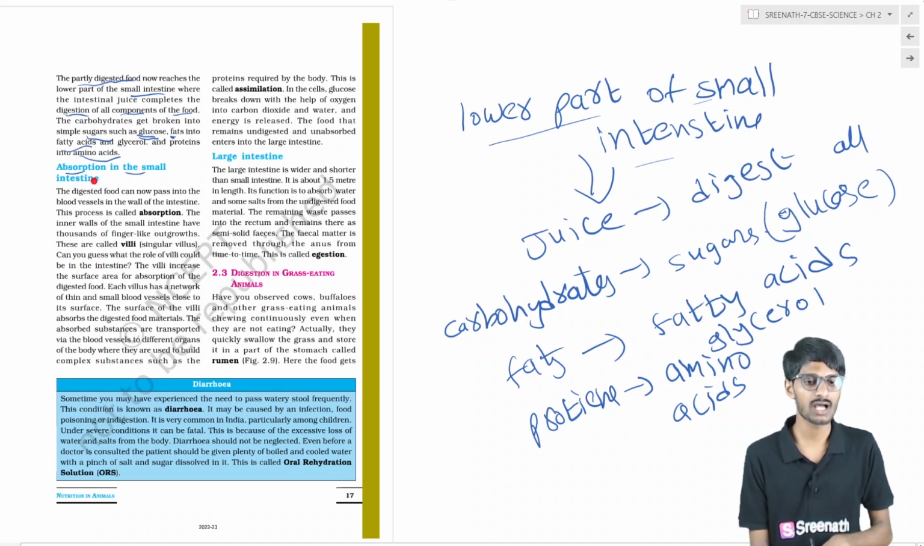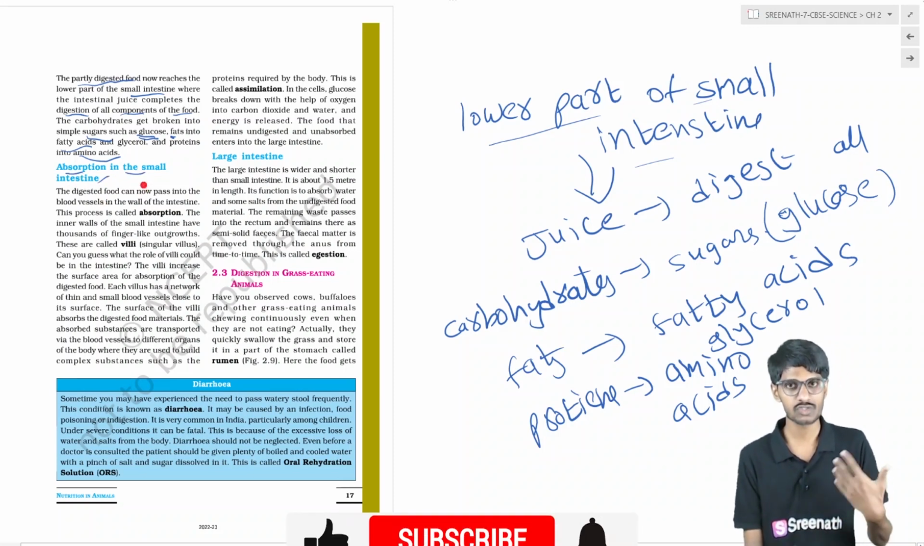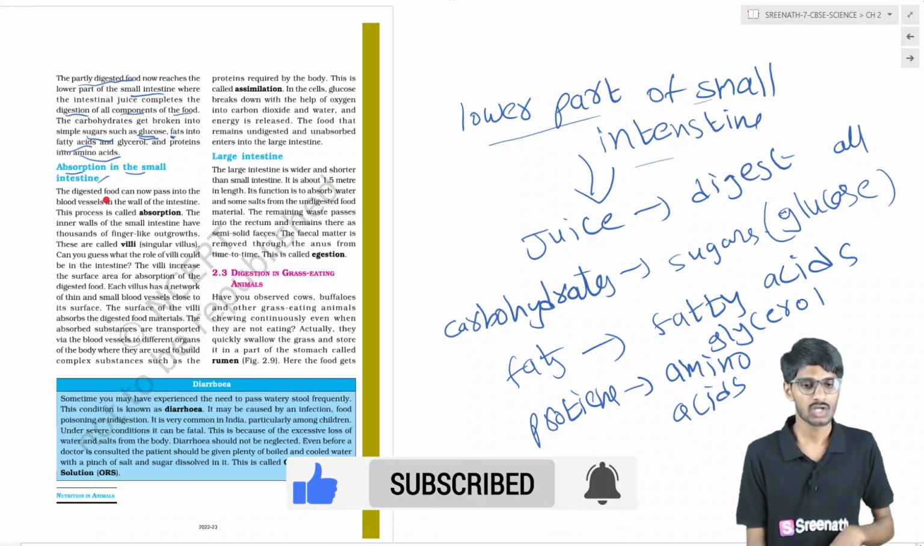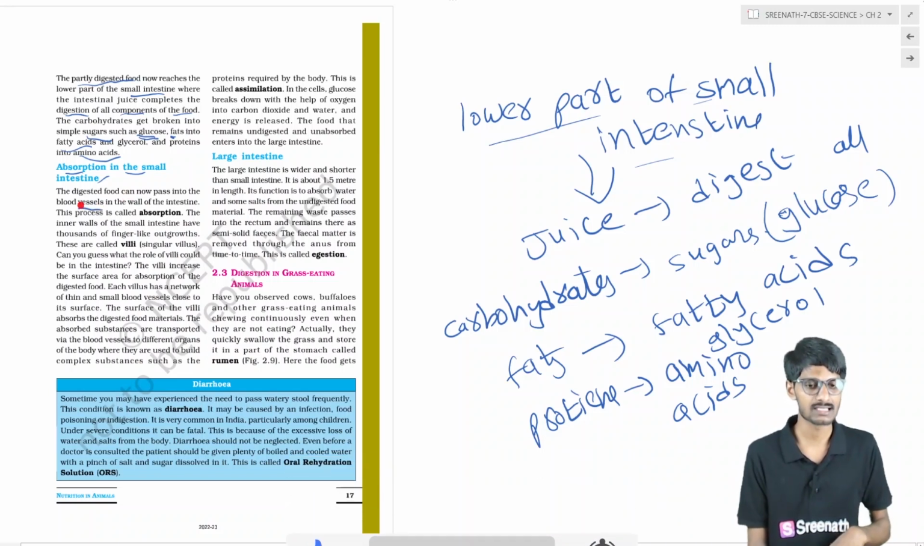So, absorption in the small intestine. How does absorption take place in the small intestine? Basically, the digested food now has to pass through the blood vessels.